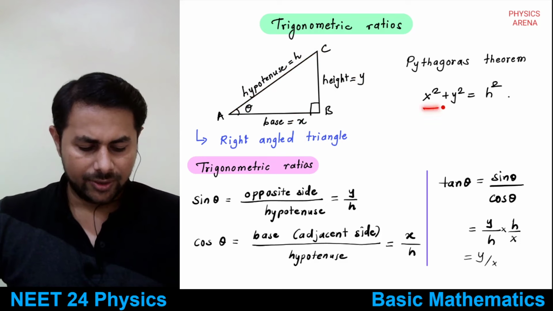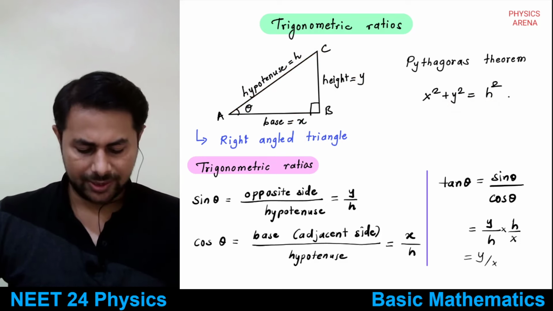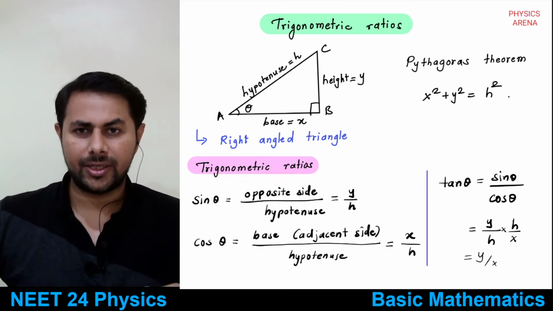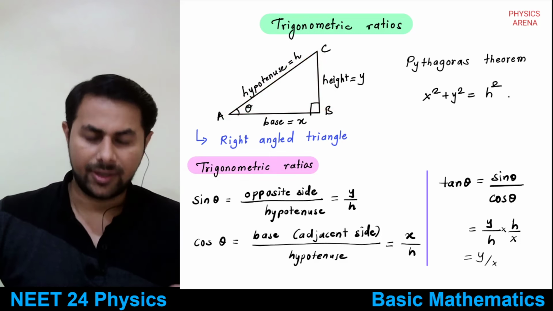Okay, so this is the Pythagoras theorem. x square plus y square is equal to h square. Then we have standard trigonometric ratios. They come from the ratios of sides of this right angle triangle.